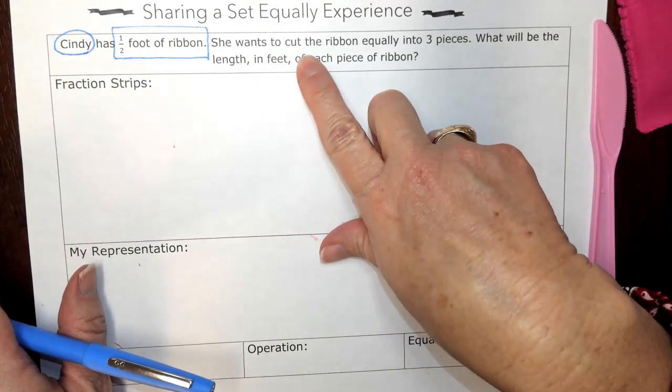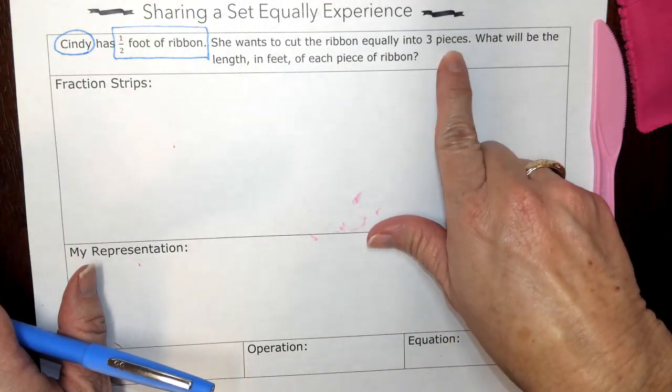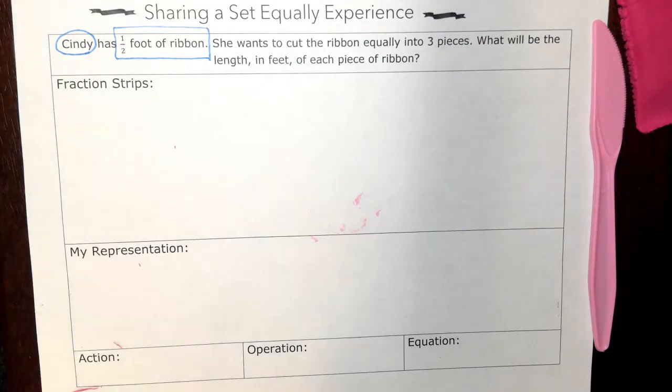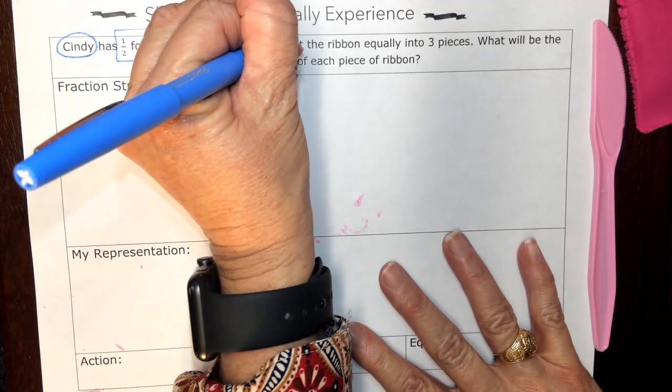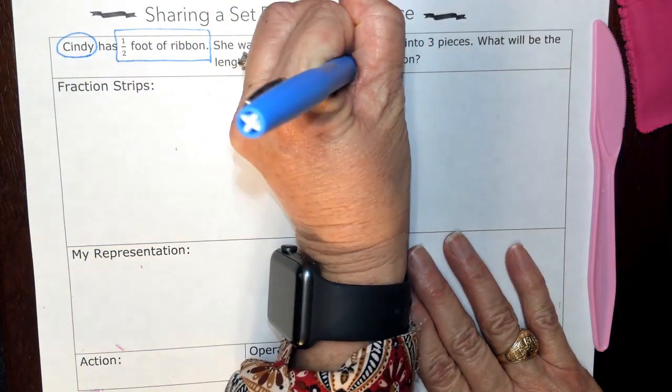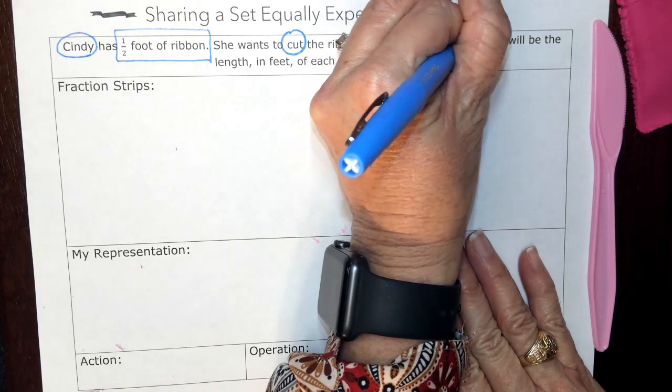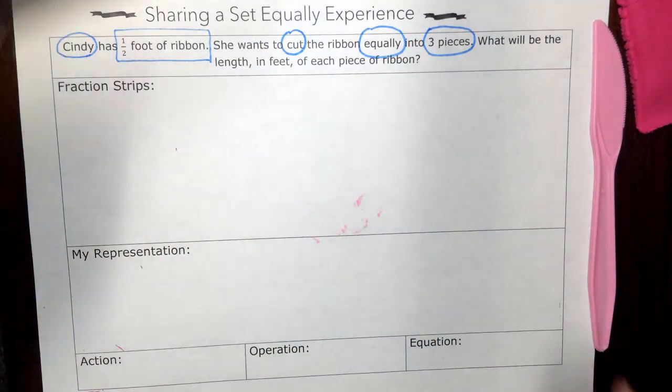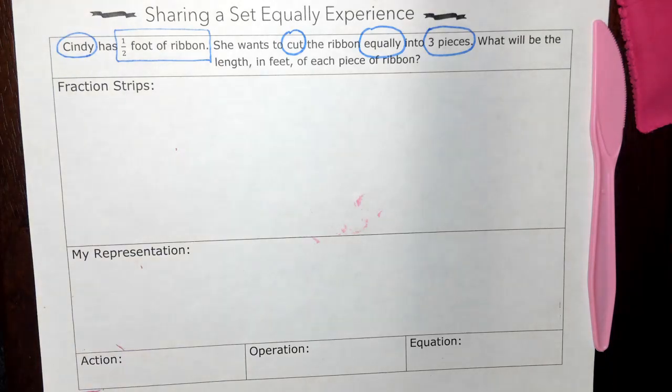She wants to cut the ribbon equally into 3 pieces. What from this sentence is important for us to acknowledge that's happening? Parker? Cut equally into 3 pieces. So the word cut, the word equally, and 3 pieces. There's that important word equally. The minute I hear or see the words equally, I should be thinking multiply and divide, right?